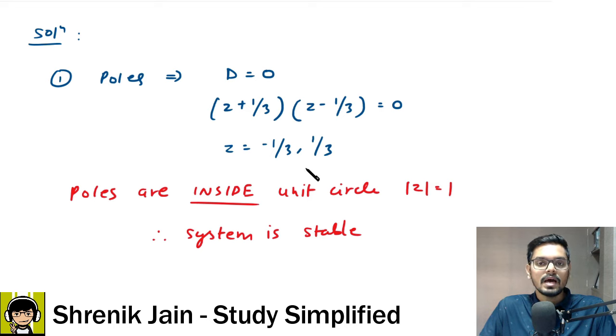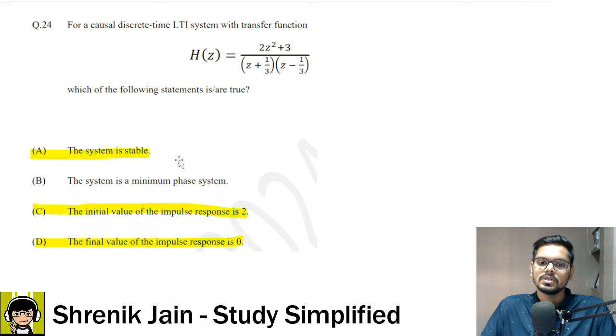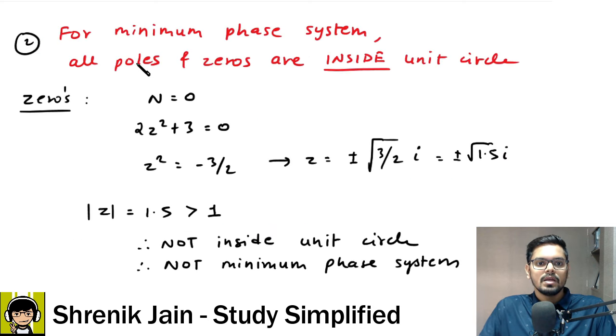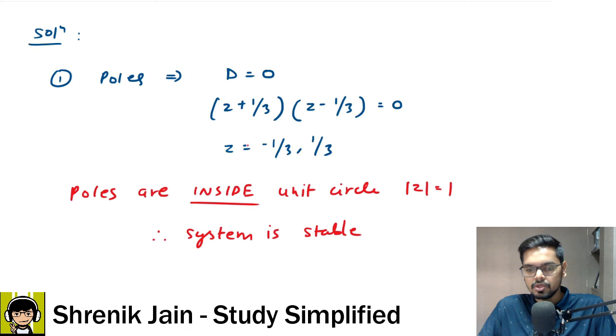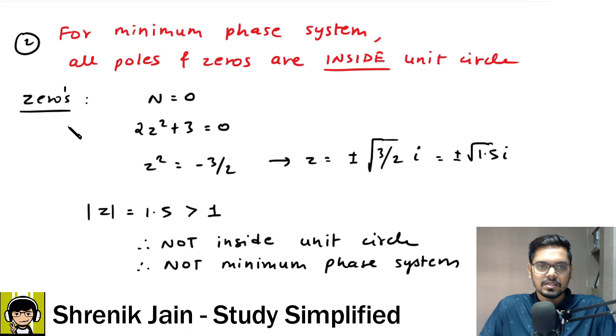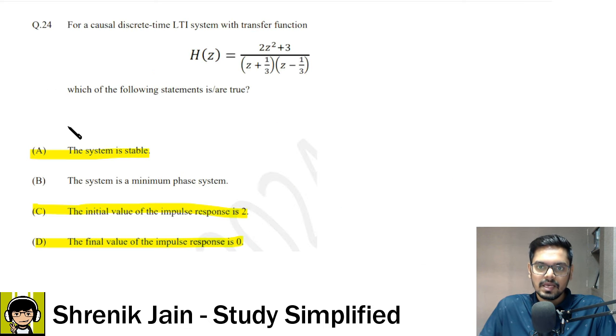Now these poles are where? These poles are inside the unit circle, mod z equal to 1. Because these poles are inside the unit circle, the system is stable. Therefore, option A is correct. Okay. For the minimum phase system, we have to check the zeros as well, whether they are inside or outside, because for a minimum phase system all poles and zeros are inside the unit circle. So let us check the zeros, because poles we know they are inside the unit circle, zeros we can check by equating the numerator equal to 0.